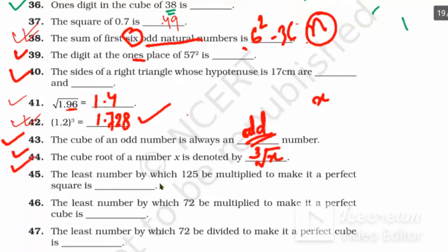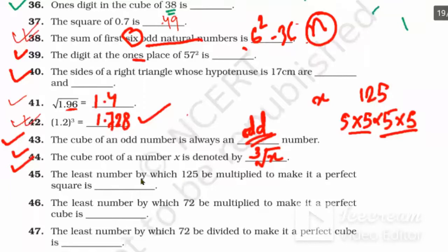Question number 45. The least number by which 125 be multiplied to make it a perfect square is? What is that smallest number? Is 125 a perfect square? No, sir. Nahi hai. So 5 into 5 into 5. What should you multiply by? 5, sir. Yes, you should multiply by 5 to make it a perfect square. Very good.